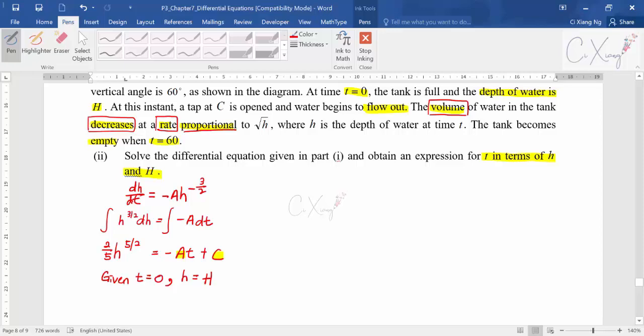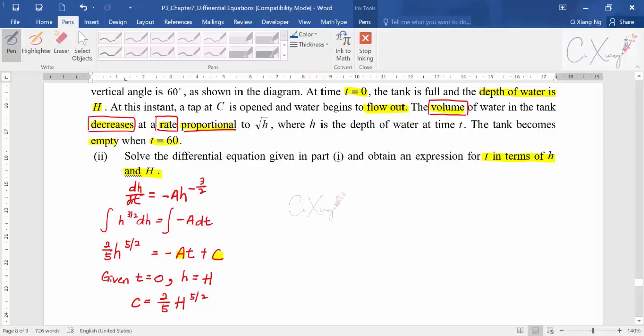So when you substitute everything inside, you will get C equals 2 over 5 H power 5 over 2. So this is the first constant C that you get. Then you still have the A, right? So you need the second piece of information. So where's the second piece of information here?